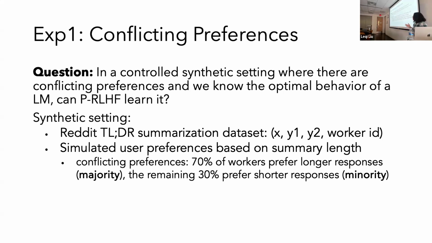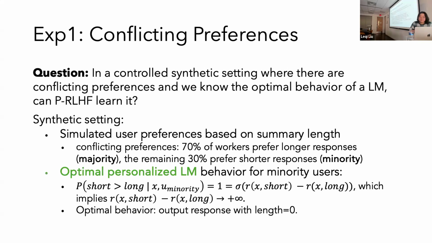So we simulate the user preference in this case, where 70% of the workers always prefer the longer response, and 30% of the users always prefer the shorter response. So the shorter response would be the minority group. So in this case, we know that for minority users, the probability of short preferred over long is 1. So that implies the reward difference between a short response and the long response should go to infinity. So in this case, the optimal language model behavior for the minority group would be to generate a response with length 0. Any question about this? Okay.